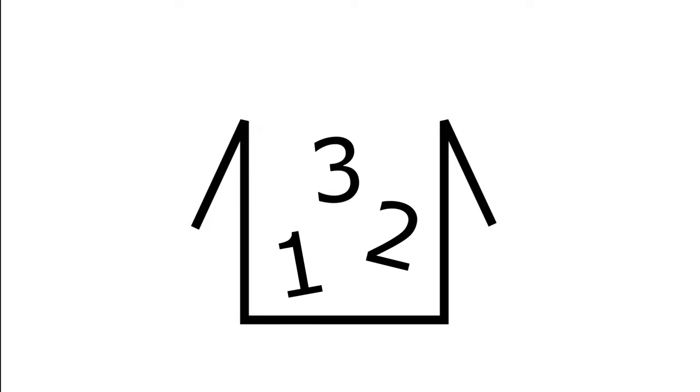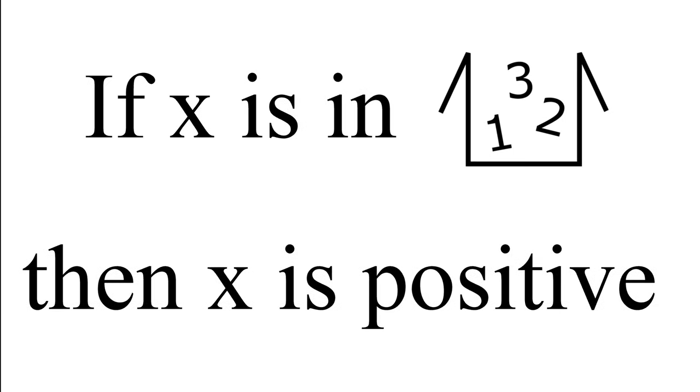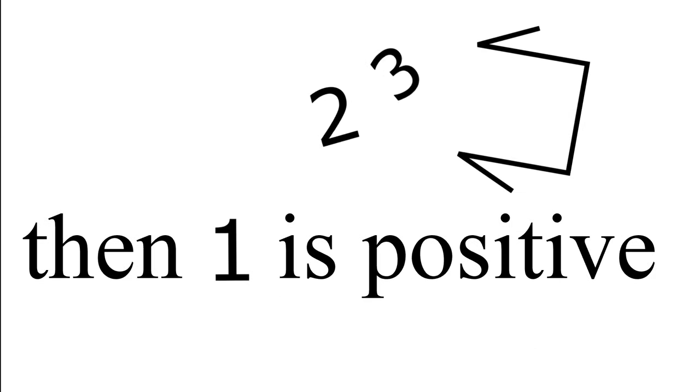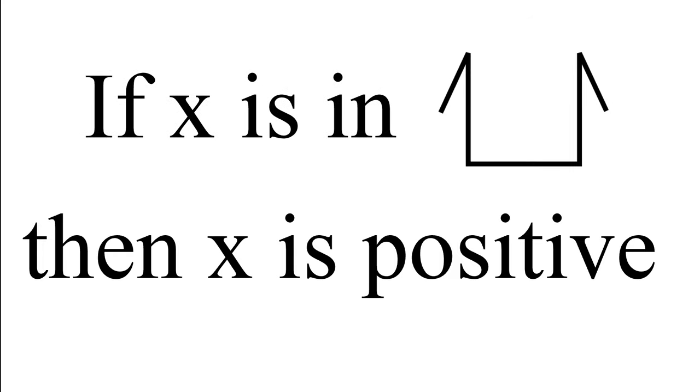Now, what if I were to ask you, is everything in the set that contains 1, 2, and 3 positive? Formally, this means that if you pick any element of the set, then it'll be positive. In this case, 1 is positive, 2 is positive, and 3 is positive, so as you'd expect, all of the elements are positive. But what happens when you do this with a set that has no elements?